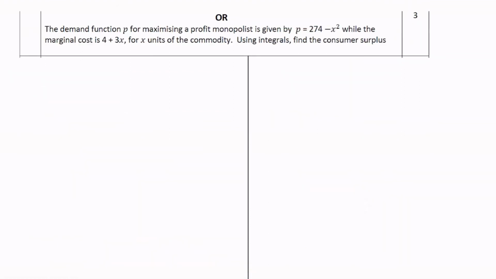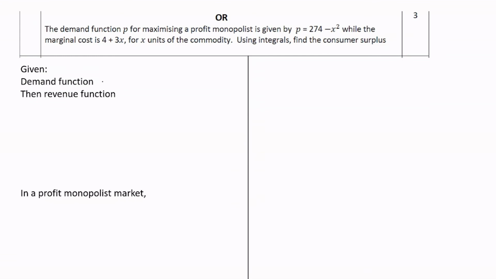The R part of the same question. It is given the demand function P for a profit maximizing monopolist is given by P equal to 274 minus x square, while the marginal cost is 4 plus 3x for x units of the commodity. Using integrals, find the consumer surplus. So here the demand function is given, and here the economy is a profit monopolist economy. The demand function is given by 274 minus x square, and the marginal cost is given. We need to find the consumer surplus.